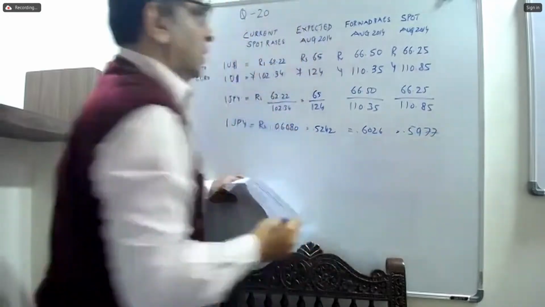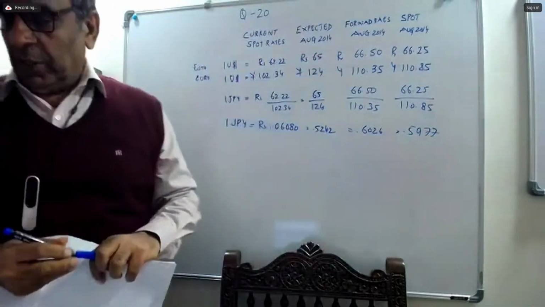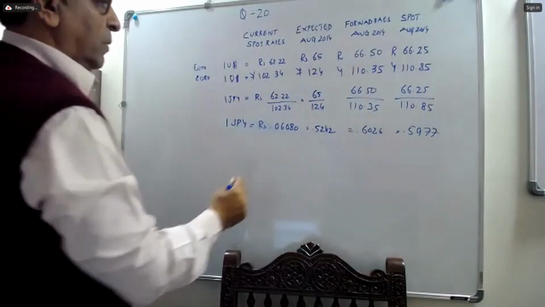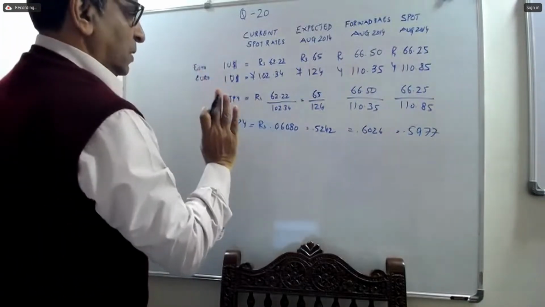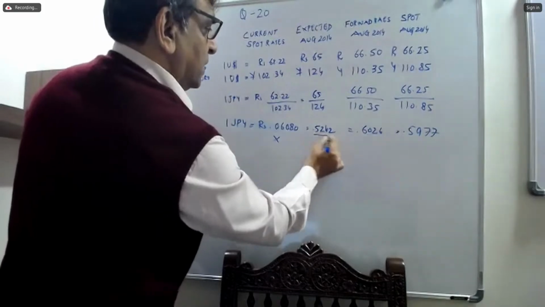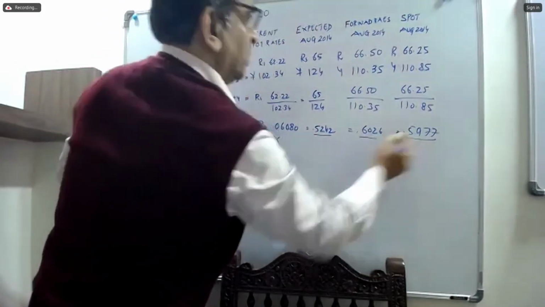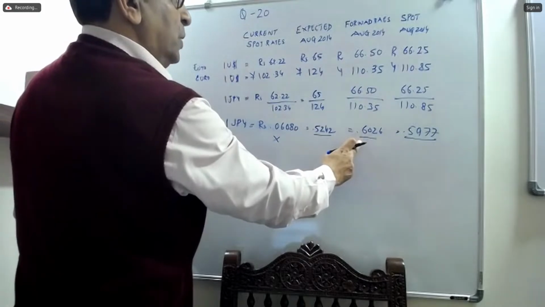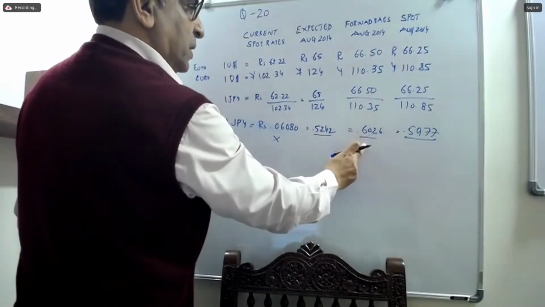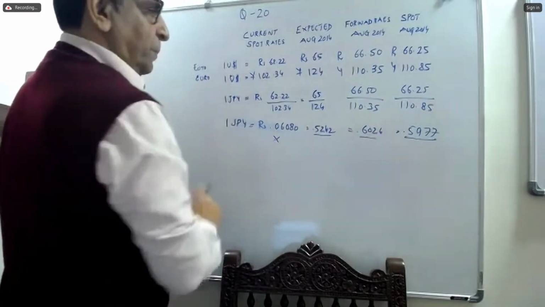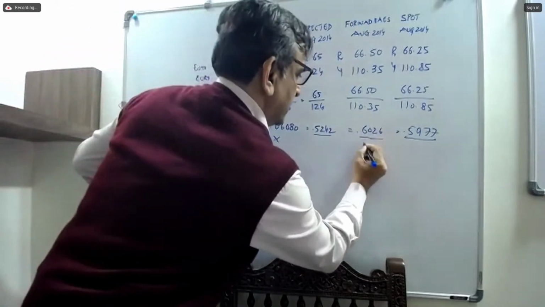0.5977. So these are all the rates which we have calculated. Now, which is the best rate? The spot rate, the expected rate is this. So the choice is between the three. If he takes a forward hedge, a forward cover, he's going to get this. He's going to get 0.6026 per Japanese yen. So this is the best.